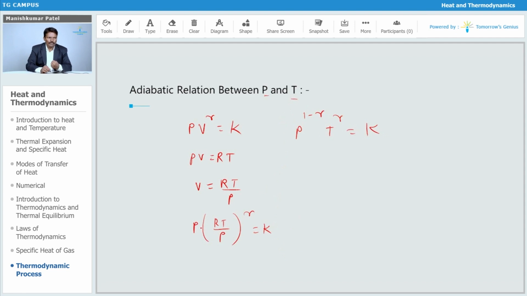So P to the power 1 minus gamma, T raised to gamma is equal to K. That is the relation between P and T. When you want to find the adiabatic relation between P and T, you have to eliminate V and then simplify, and you will get the final relation between them.